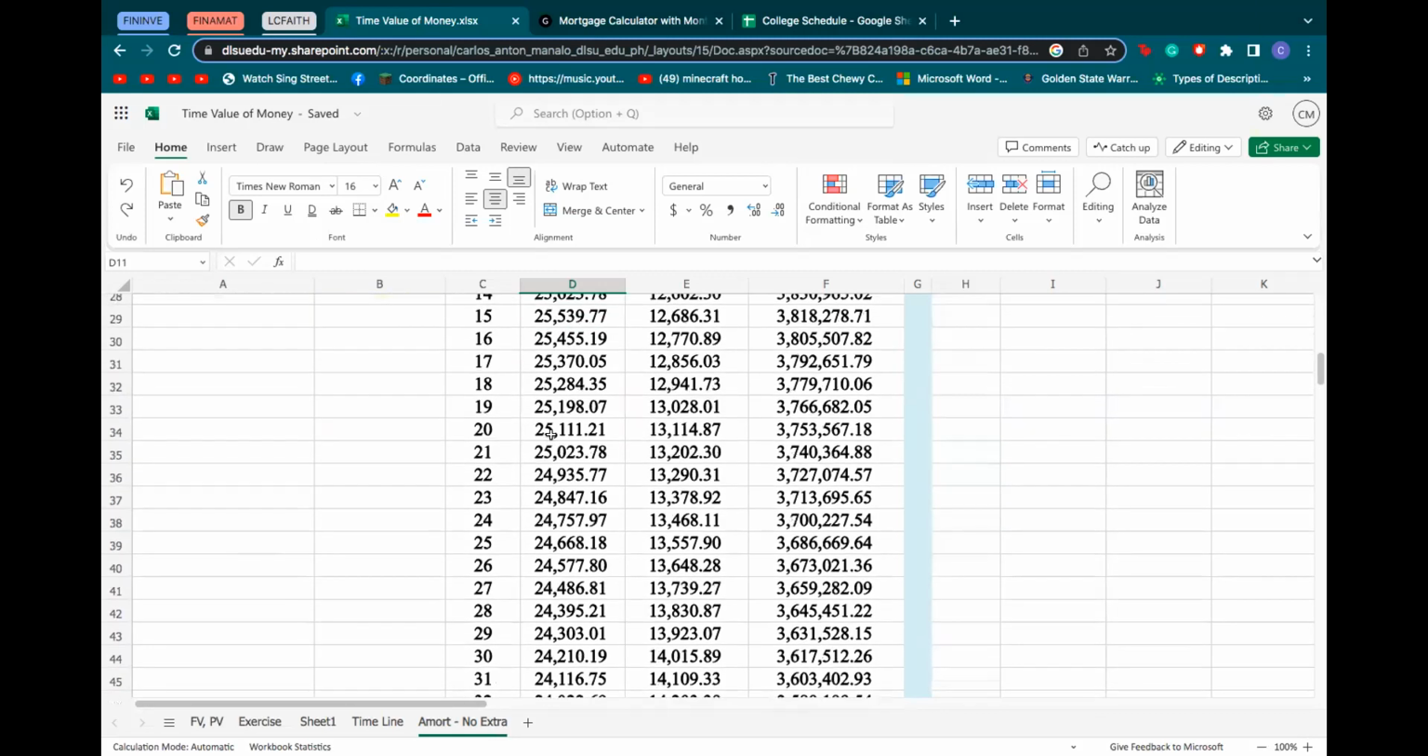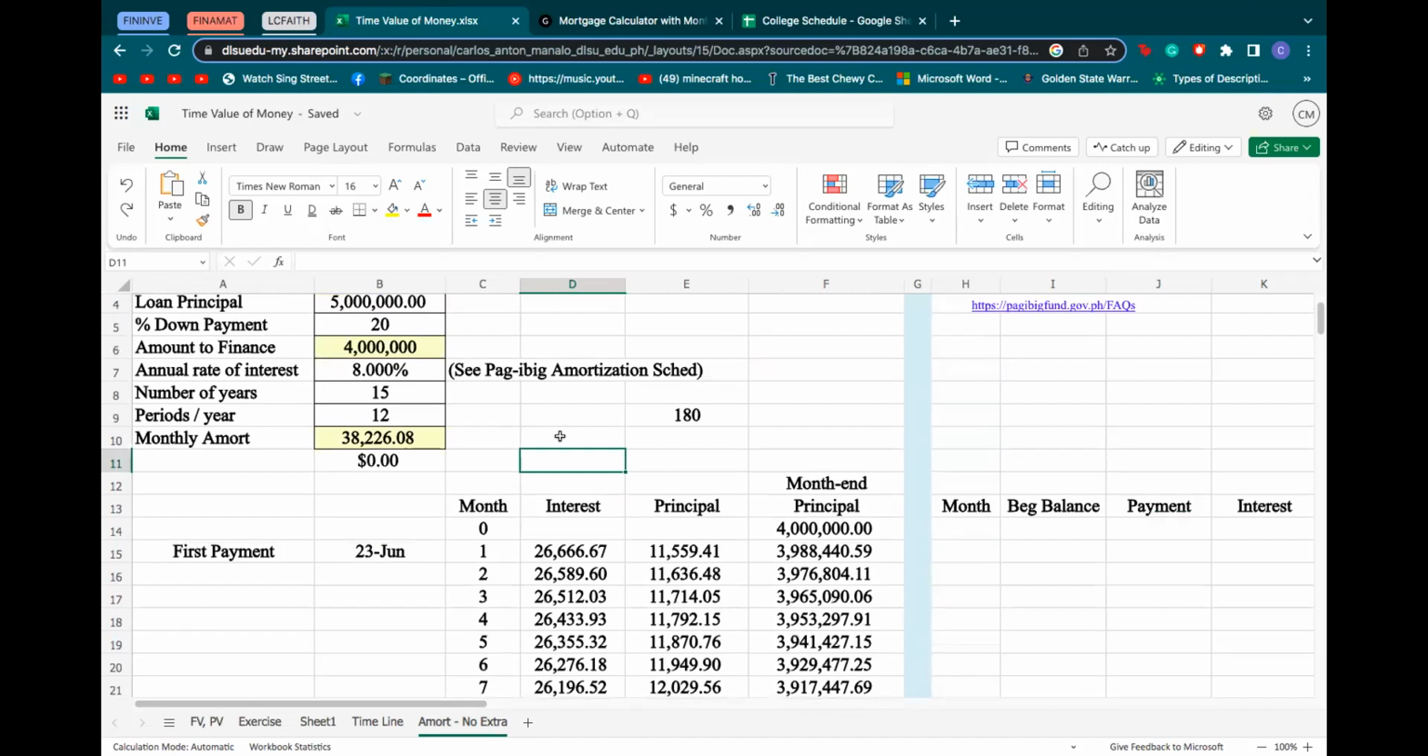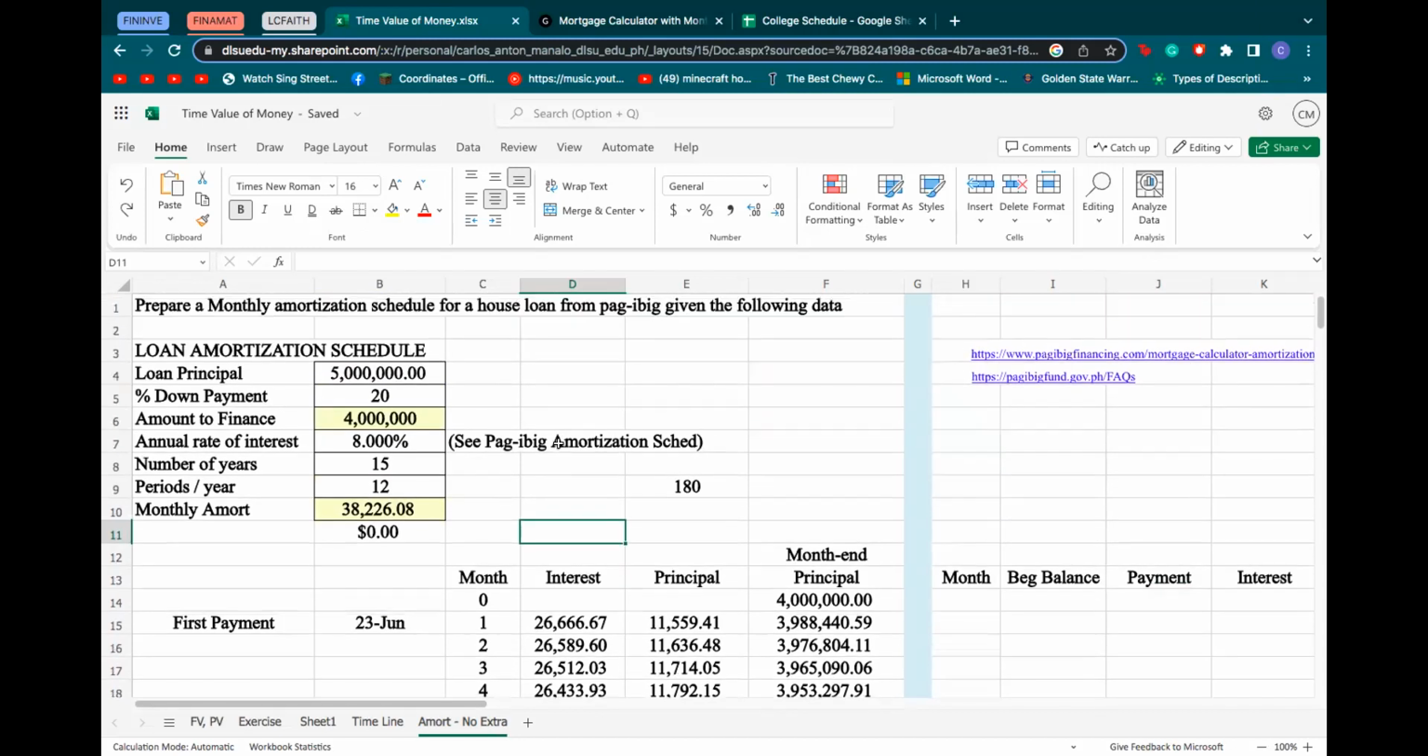Okay, Carlo, scroll up, please. And may I see your formula for monthly amortization? Go to B10. Oh, sir, I didn't get to copy the formula. Okay, I will copy it to them.